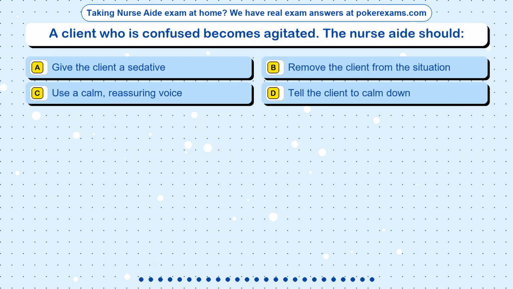Question 8. A client who is confused becomes agitated. The nurse aide should: Option A. Give the client a sedative. Option B. Remove the client from the situation. Option C. Use a calm, reassuring voice. Option D. Tell the client to calm down.